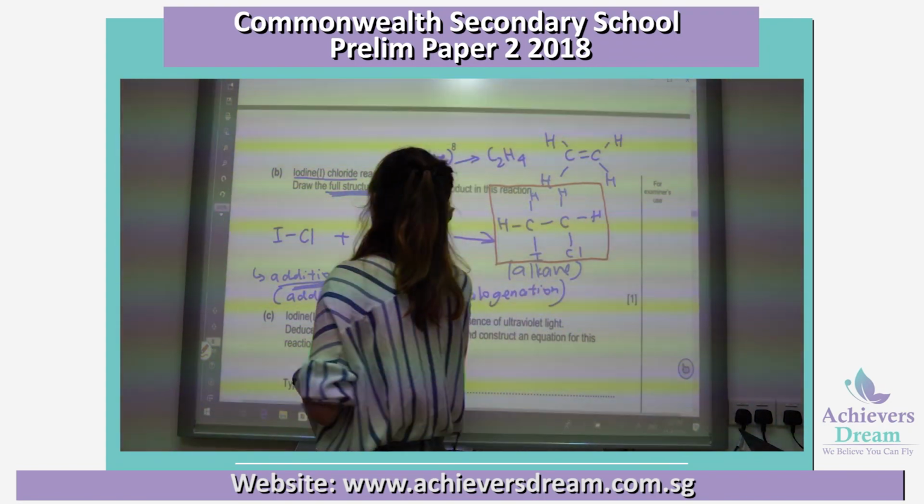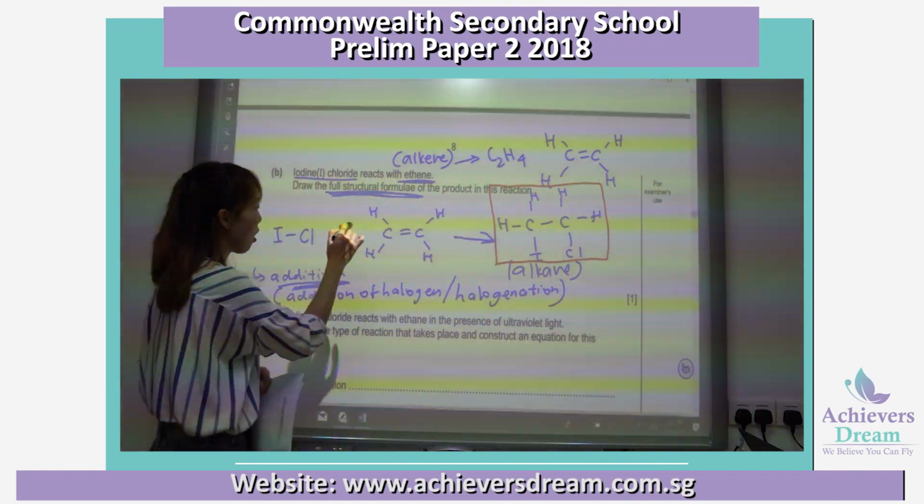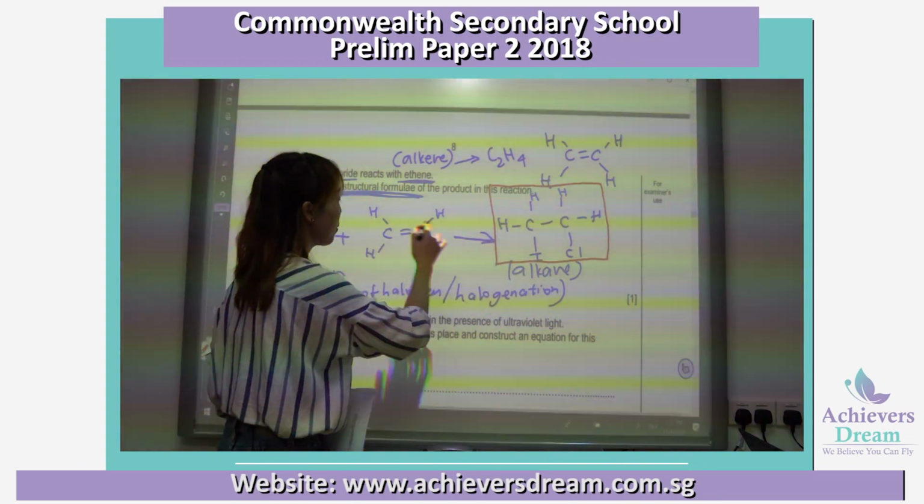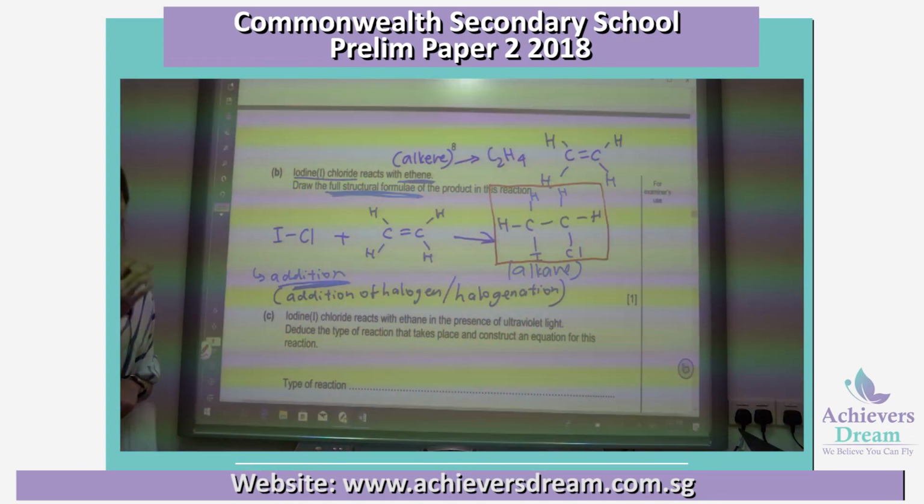So take note, when they say full structural formula, you really need to draw all the bonds. You can't just write ICl plus C2H4 to give me all this. You must draw out the specific structure.